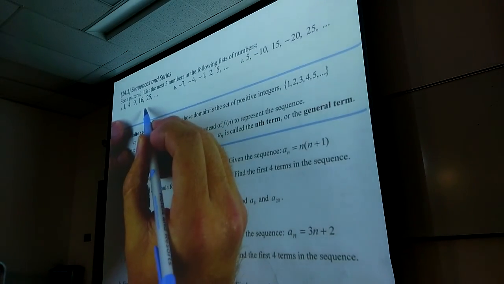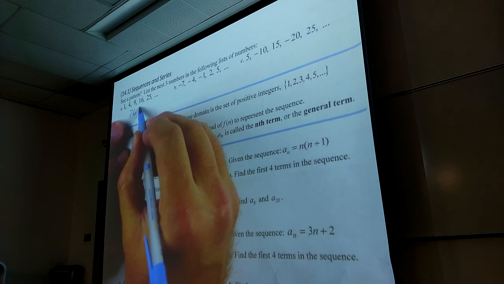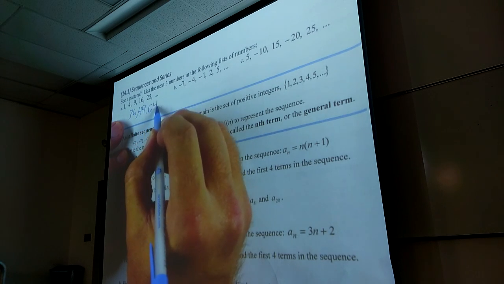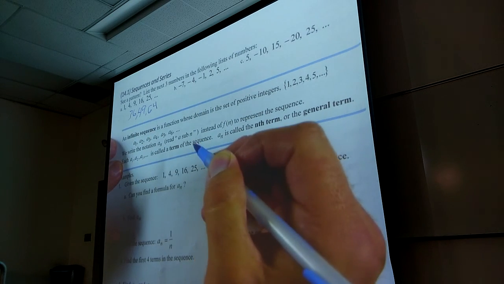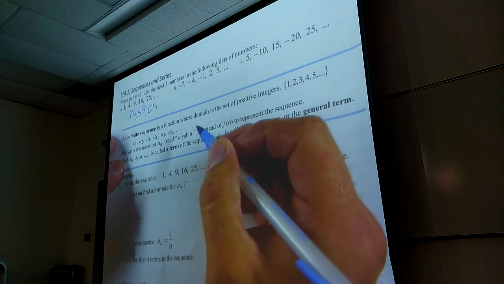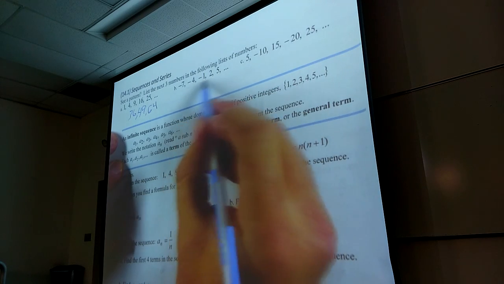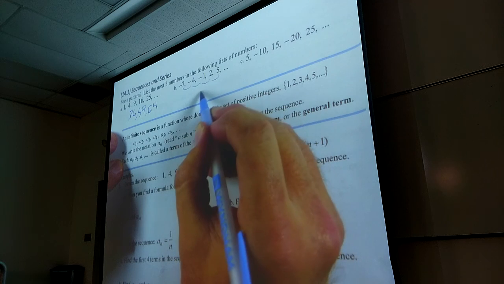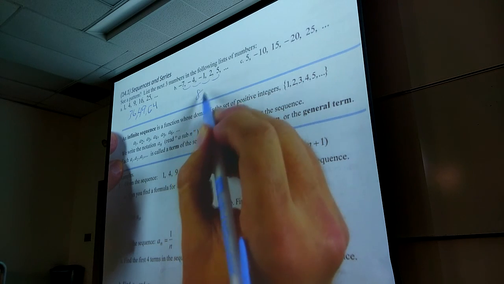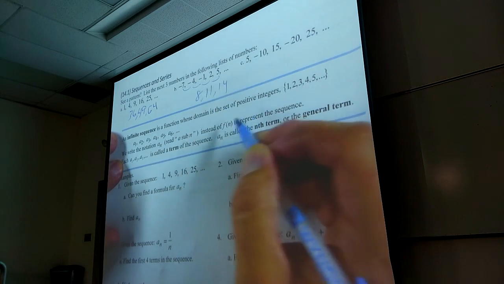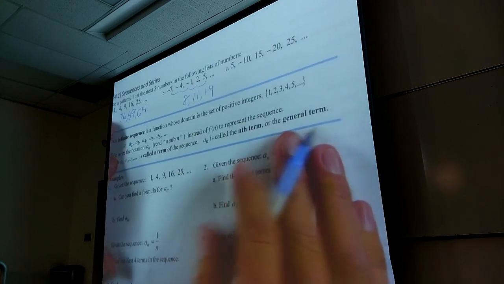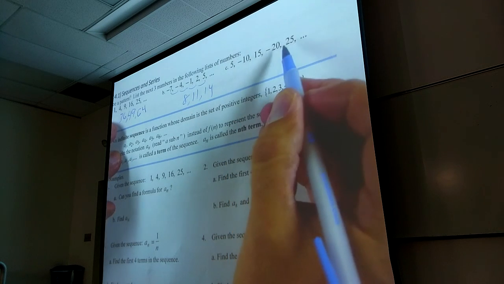Obviously, what's the next 3 in this one? 36. Yeah, 6 squared, 7 squared, 8 squared. Right? That's the next 3. What about this guy? I just keep adding 3. So the next 3 are 8, 10. What about this one?